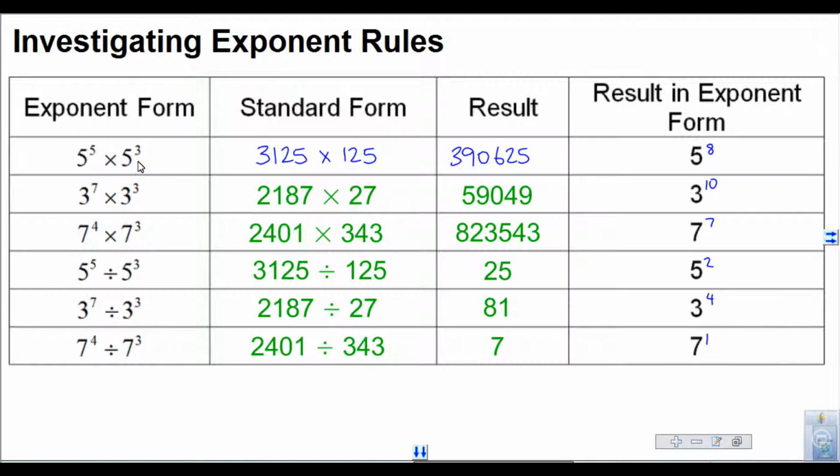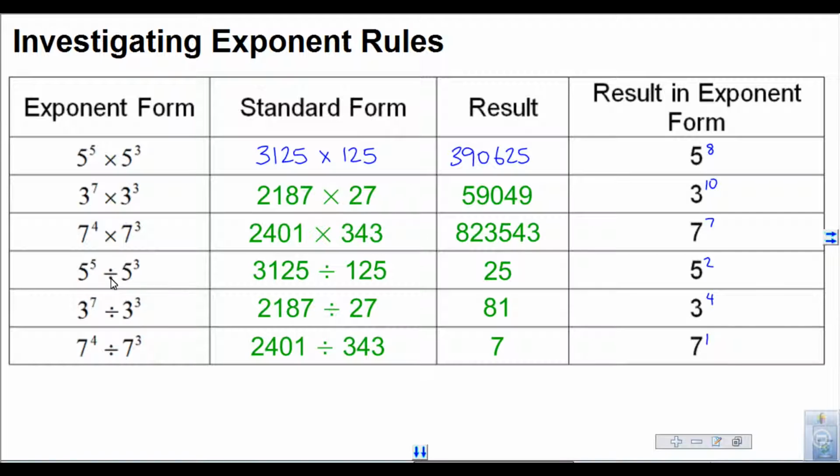All right, now inspecting the exponent form here, and then looking at the result column, I've noticed that somehow a 5 and a 3 end up being 8, or 7 and a 3 end up being 10, and a 4 and a 3 end up being 7. So just by looking at it, hopefully you see that if you add these exponents, you end up with this exponent here in the result column.